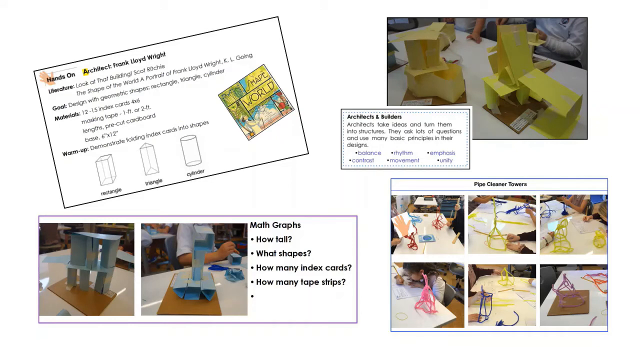Introduce your students to Frank Lloyd Wright and his contributions as an architect. Read aloud The Shape of the World. Then explore the architecture found in your location. When building towers, make math connections with identifying shapes, measuring height, and counting how many index cards were used. Another option for towers is using pipe cleaners, which are flexible and create challenges with stability and balance.